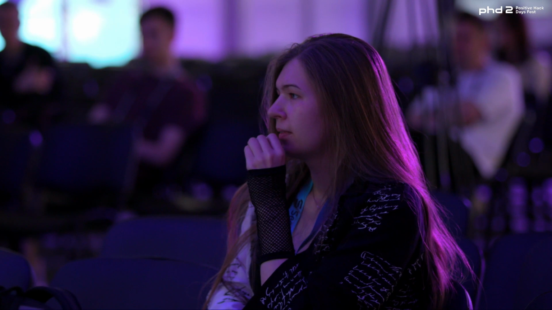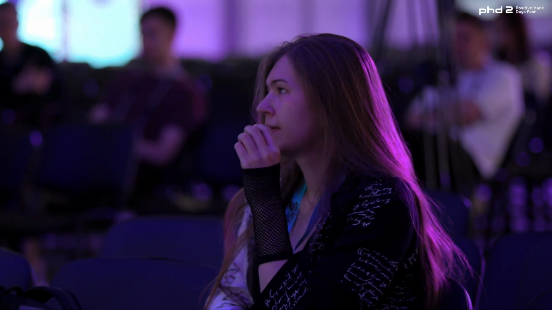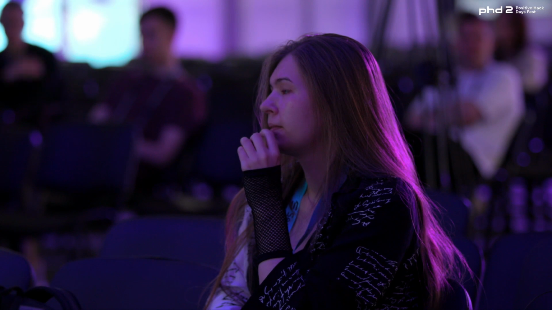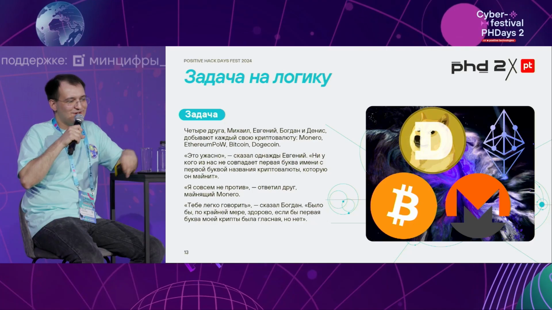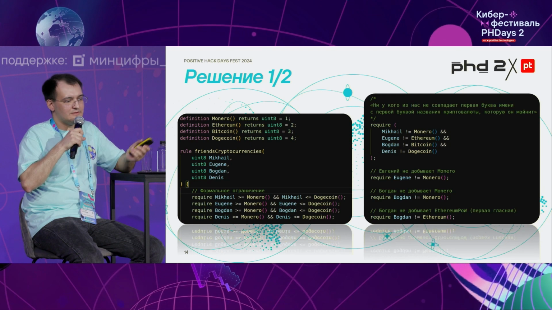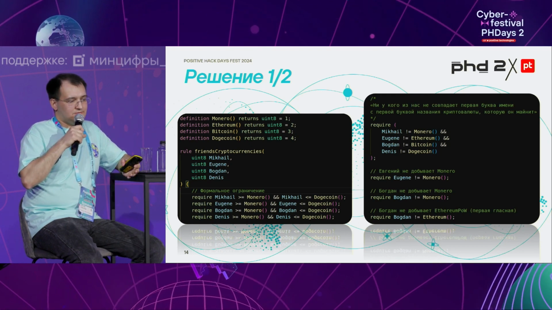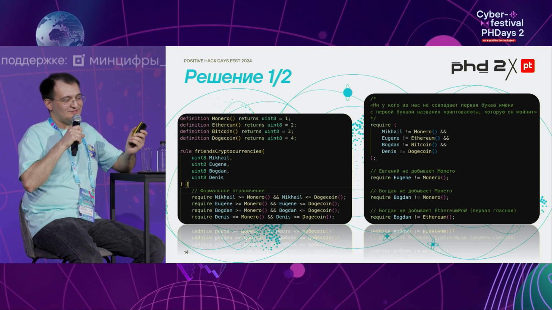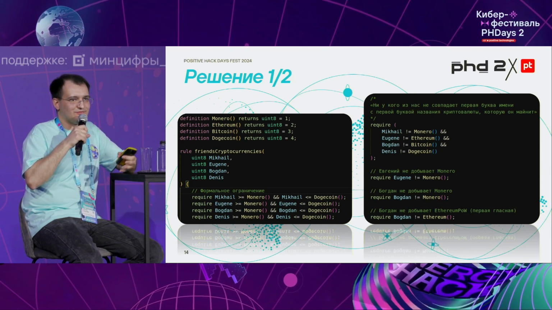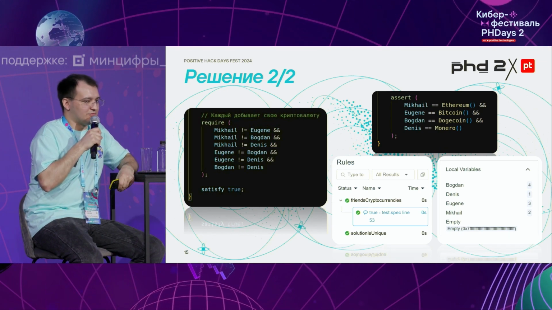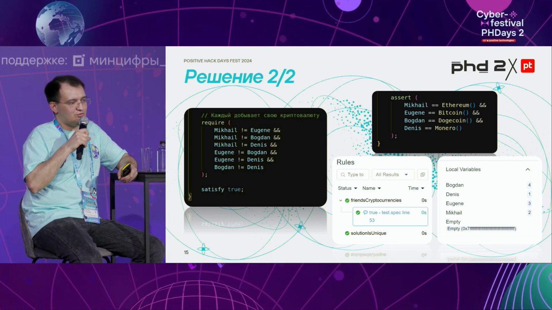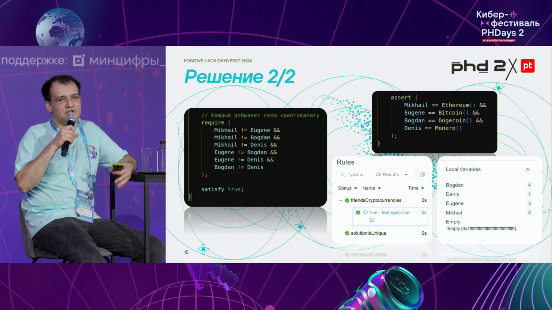Then we have the first condition, that none of the first letters of the names match the first letters of the cryptocurrencies. Then Evgeny talks with the one who mines Monero, and Bogdan doesn't mine it either. Evgeny is not mining Ethereum, and Bogdan is not mining Ethereum because his first letter is not a vowel. Here we just need to define that we don't need to repeat the variables.